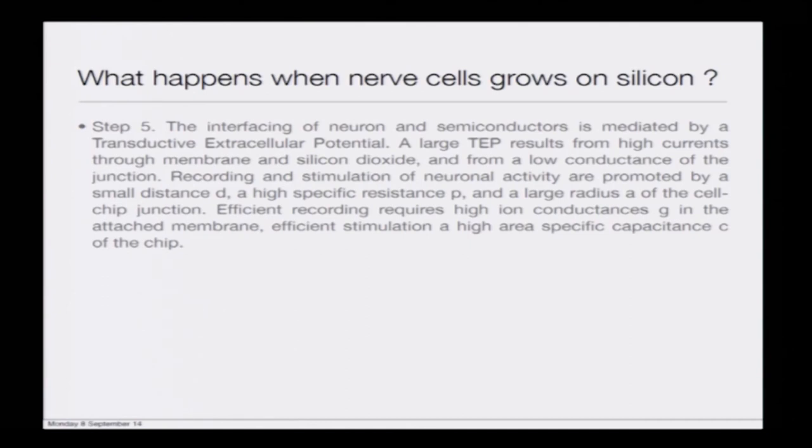A large TEP results from high current through membrane and silicon dioxide and from a low conductance of a junction. Recording and stimulation of neuronal activity are promoted by a small distance d, high specific resistance rho, and a large radius a of the cell-chip junction. Efficient recording requires high ion conductances g in the attached membrane, and efficient stimulation requires high specific capacitance c of the chip.